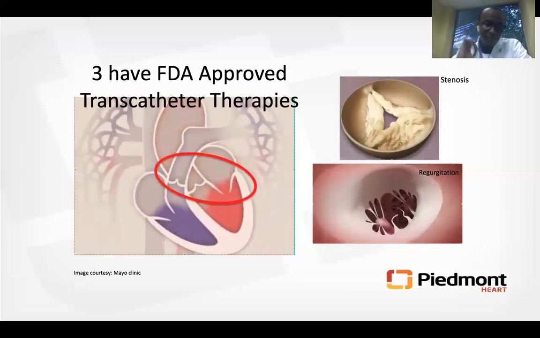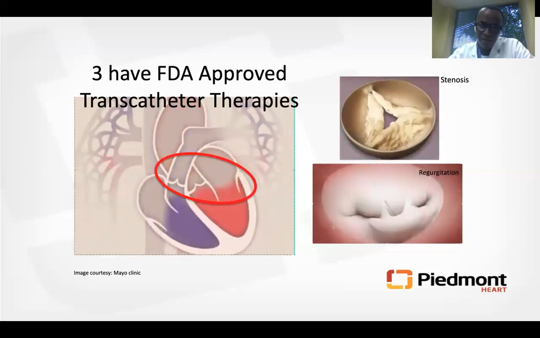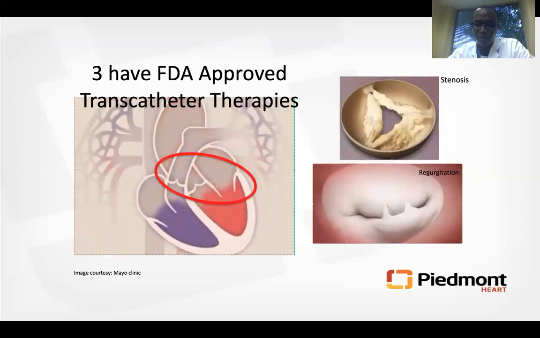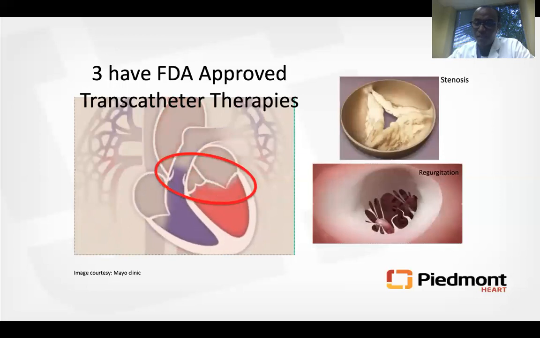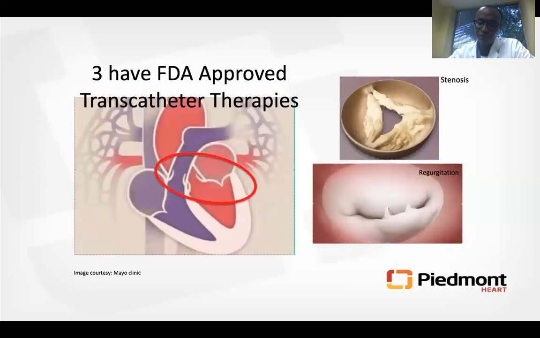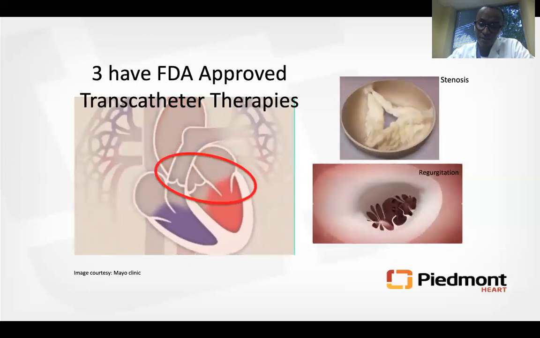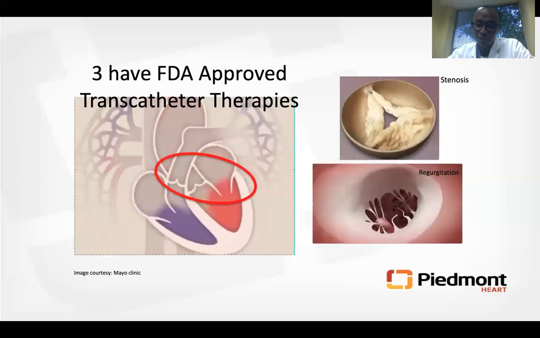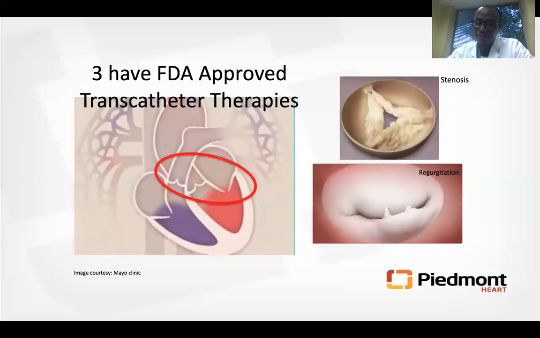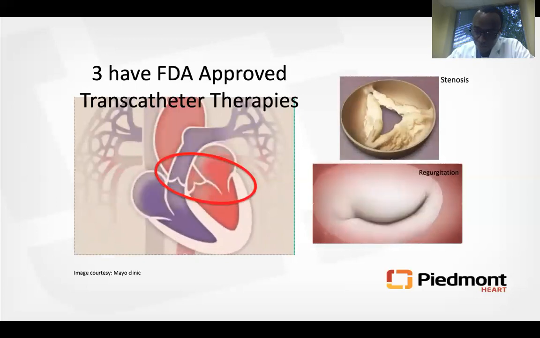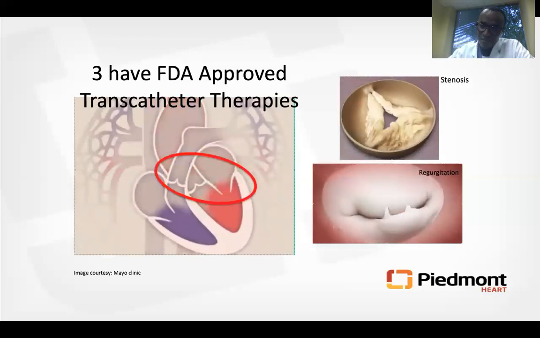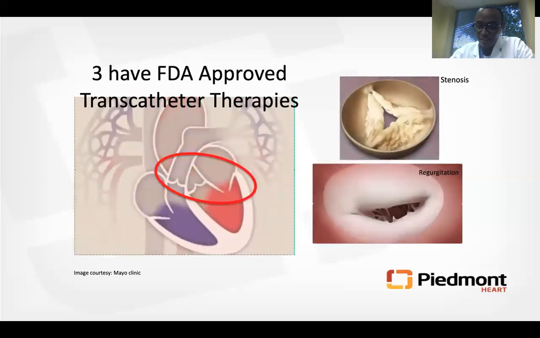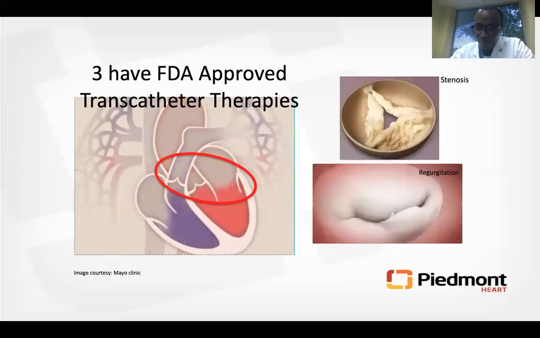Three of the four valves, as you know, have some sort of FDA-approved transcatheter therapy, but the tricuspid valve is the only valve that does not have any FDA-approved device at this point in the United States. The tricuspid valve is hence called the forgotten valve, although new evidence is building suggesting that tricuspid regurgitation is actually associated with increased mortality. So a bunch of devices are currently in development.